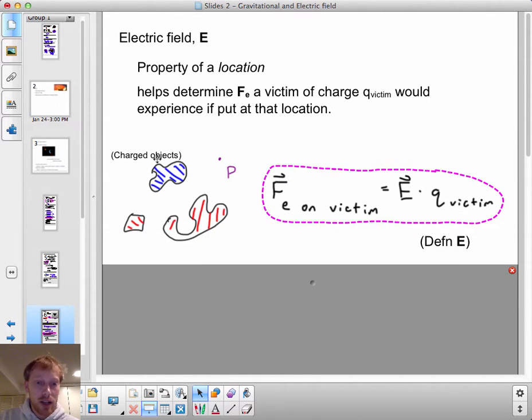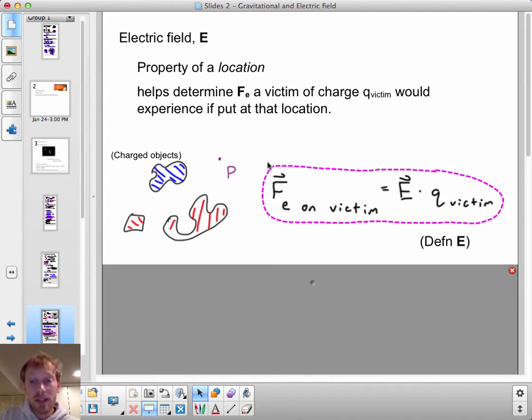So, I guess here I showed the weird objects on screen. So here are some charged objects. This is some red positive charges and a blue negative charge. Here's the definition of electric field. The amount of electric force that a victim would experience if brought to location P is equal to the electric field at location P times the charge of the victim.